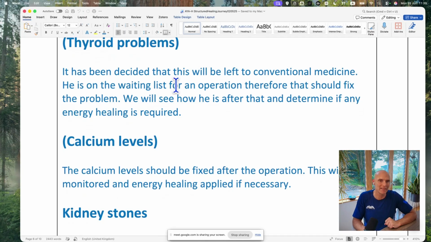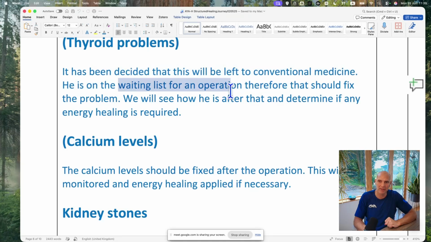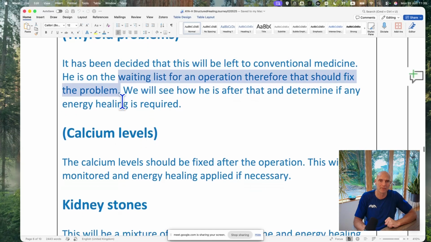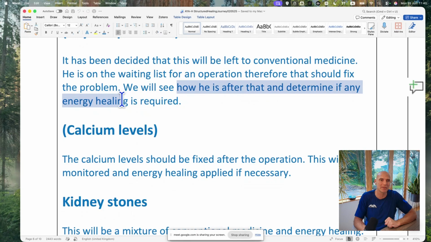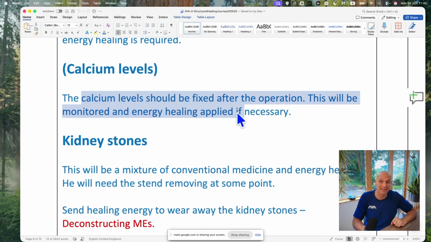We had a meeting in the hub and it's been decided this will be left to conventional medicine. He's on the waiting list for an operation, therefore that should fix the problem. We'll see how he is after that and determine if any energy healing is required. Same with calcium levels. The calcium levels should be fixed after the operation. And again, that'll be monitored and energy healing applied if necessary.